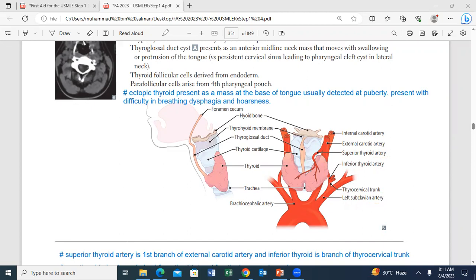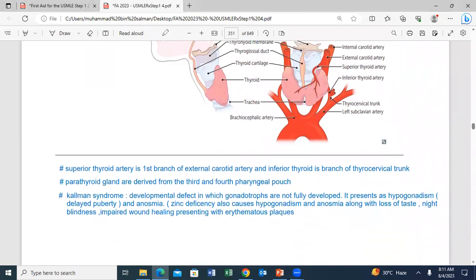The rest of the structures are not that high yield, so I am not discussing that right now. Now I have just mentioned a few extra points which I feel are really high yield. The first point is what I have already explained on this diagram. The superior thyroid artery is the first branch of the external carotid artery, and the inferior thyroid artery is a branch of the thyrocervical trunk.